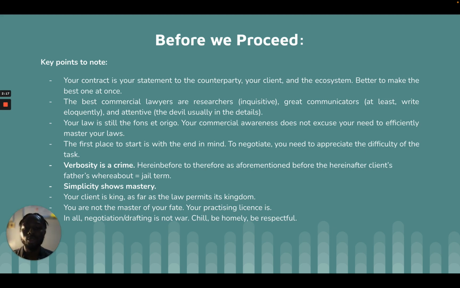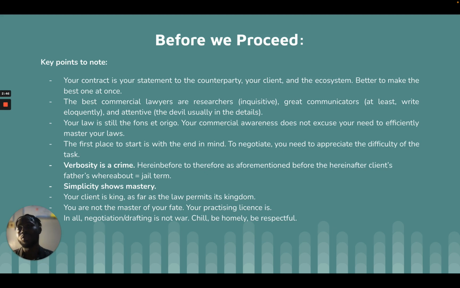Now, the best commercial lawyers, as far as I know, are good researchers, great communicators, and they are very attentive. That is, they are people who understand the law. They go out and read up when there are new laws, new regulations, new guidelines. They follow them, they know them, they read them. They communicate, they write very well, even if they are not the greatest orators out there, but at least when you read their documents, you can understand the process behind them.